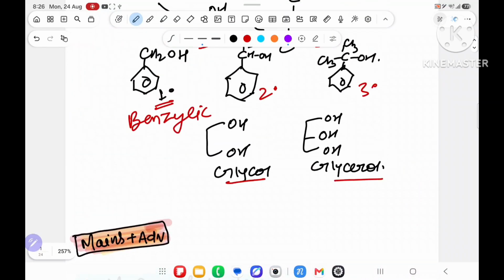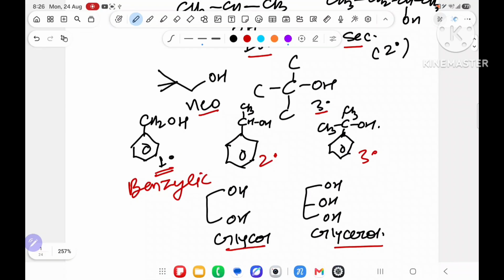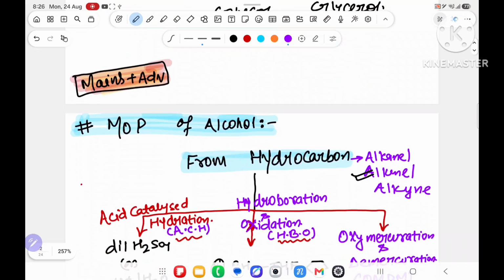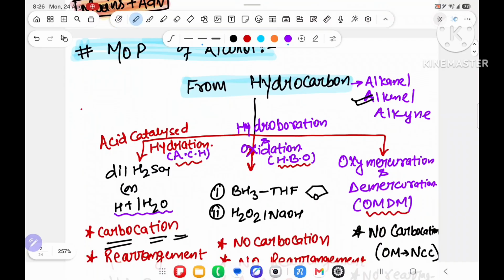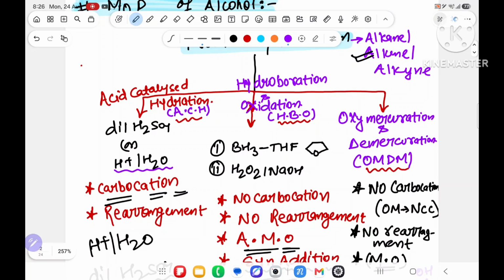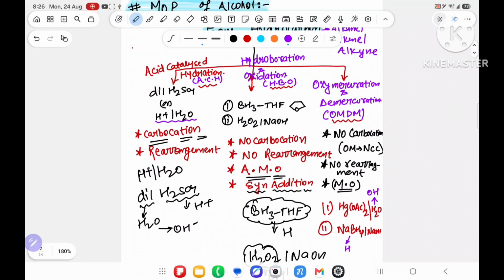First of all, I have dictated to you the basic part of alcohol. What is 1 degree, that I understood, sir. Now, method of preparation of alcohol from hydrocarbon. Hydrocarbon means a hydrogen and carbon containing compound: alkane, alkene and alkyne. Three reagents we will use: acid catalyzed hydration, hydroboration oxidation, and oxymercuration demercuration. In acid catalyzed hydration we will use dilute H2SO4 or H plus, in which H2SO4 will give H and H2O will give OH. This you have to know.